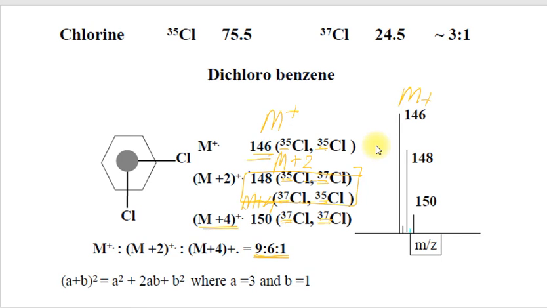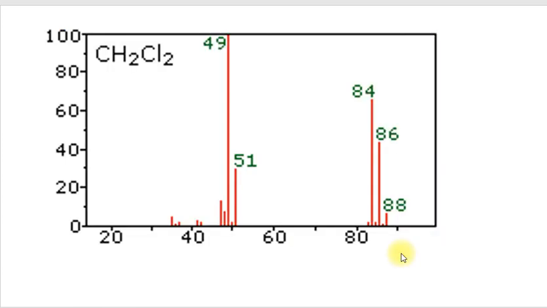The ratio of the heights of these peaks will be 9 is to 6 is to 1, according to the calculation by this mathematical formula, that is (A+B) whole square, which is equal to A square plus 2AB plus B square, where A is equal to 3 and B is equal to 1. That is the ratio shown here in the nature of the M plus peaks, or the molecular ion peaks.